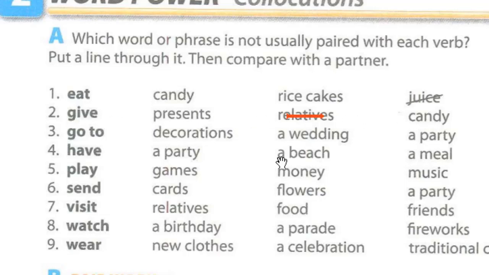Okay, number two, give presents, give candy. Relatives, no. Okay, number three, go to a wedding, go to a party. Decoration, no. Have a party, have a meal, but not a beach. Play games, play music. Money, no.